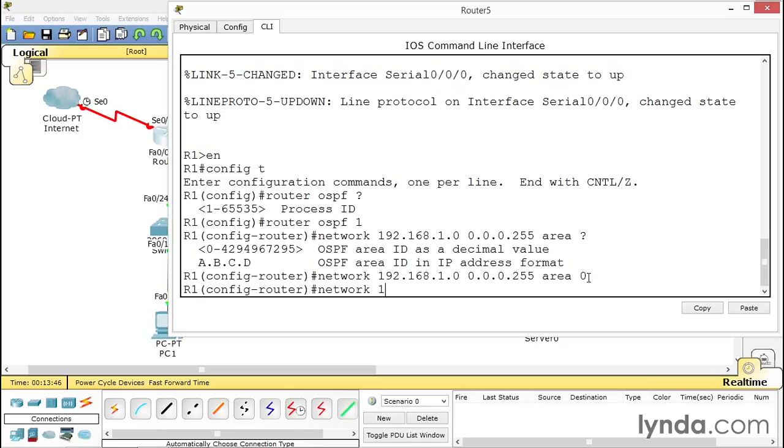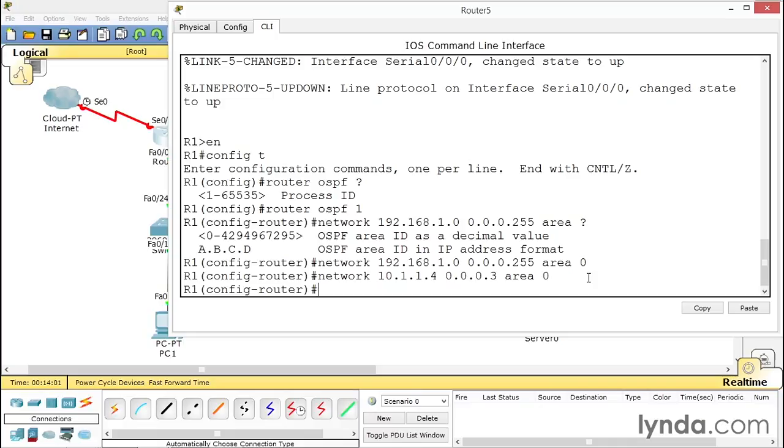Network 10.1.1.4. Now this is using a CIDR of 30, so that's going to change. And again, don't be concerned how these numbers are coming up. We'll be discussing this later. But the area, again, 0. And that's it. That's as hard as it gets.